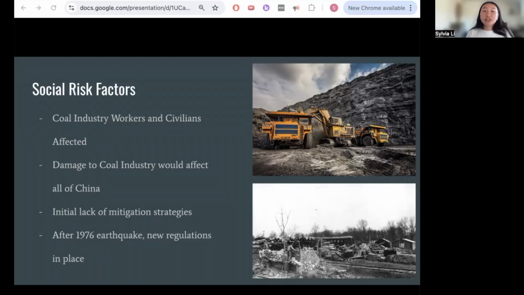As an important socioeconomic establishment, the coal industry in Tangshan would have affected many other parts of China if an earthquake were to occur there. Many railroads and bridges leading to Tangshan would also be damaged, isolating Tangshan from other population centers and isolating other places from the resources in Tangshan.